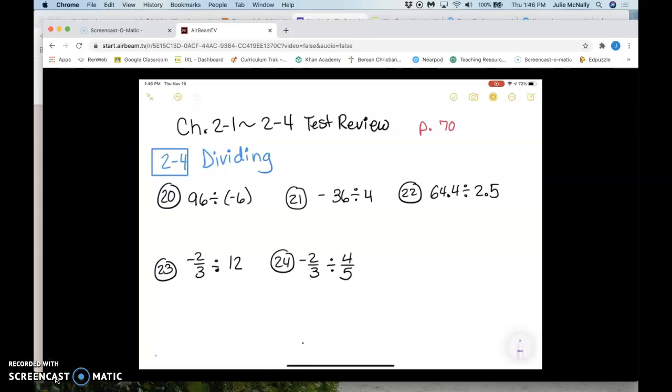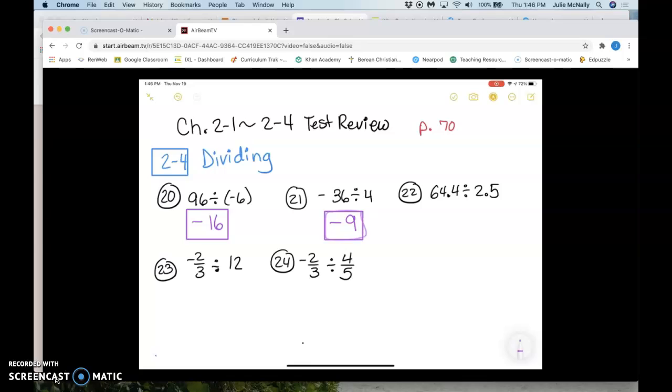Okay, part 2, because I was running out of time on the other video. The last section is 2-4, dividing rational numbers. Number 20, what is 96 divided by negative 6? Negative 16. How about negative 36 divided by 4? Negative 9. Correct.